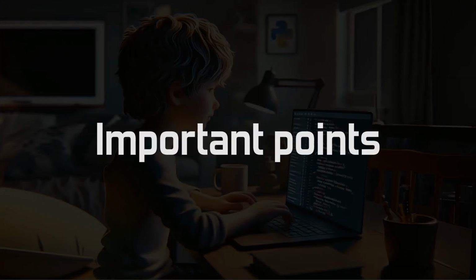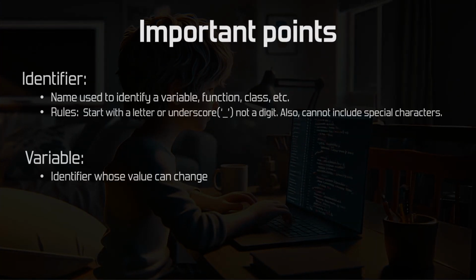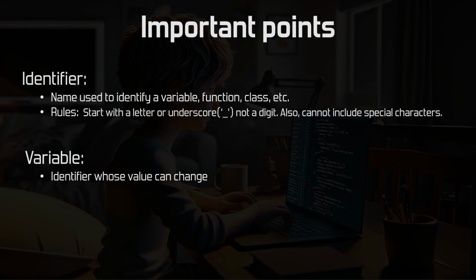There are some important points to note. Identifier is the name used to identify functions and other things in a code. There are certain rules to naming identifier. It should not begin with a digit, although could begin with alphabet and underscore. They cannot include special character and cannot be a keyword also. We will see keywords after this.